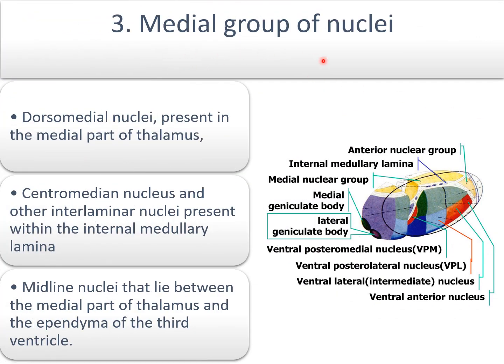Now the medial group of nuclei. The dorsomedial nucleus is present in the medial part of the thalamus, then the centromedian nucleus and other interlaminar nuclei that are present within the internal medullary lamina, and the midline nuclei that lie between the medial part of the thalamus and the ependyma of the third ventricle.